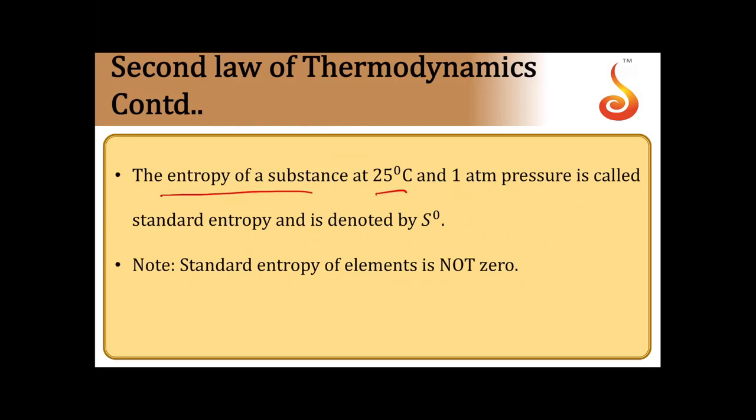The entropy of a substance at 25 degrees Celsius and 1 atmospheric pressure is called standard entropy and is denoted by S naught. And the standard entropy of elements is not zero. Standard enthalpy of elements is zero. Standard entropy of elements is not zero.